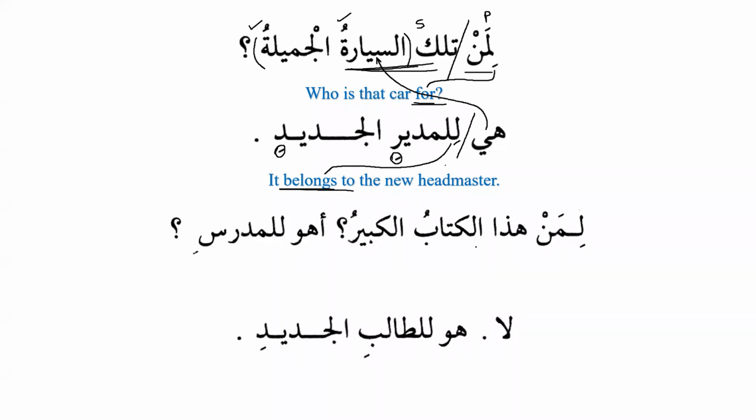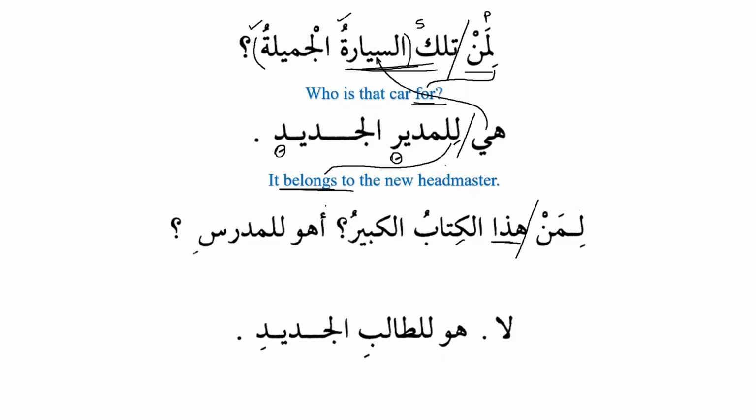Then we have liman hadha al-kitabu al-kabiru. Again, the similar kind of expression that we have seen over here. Here we have used tilka, and here we are using hadha. Why are we using hadha over here? Because al-kitab is masculine. Why did we use tilka over here? Because as-sayyaratu is feminine. Liman hadha al-kitabu al-kabiru. Who does this big book belong to, or who is this big book for?